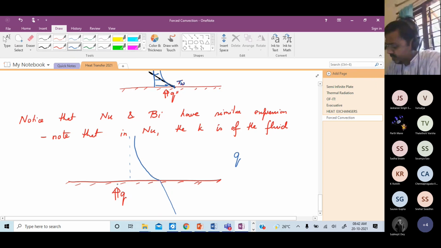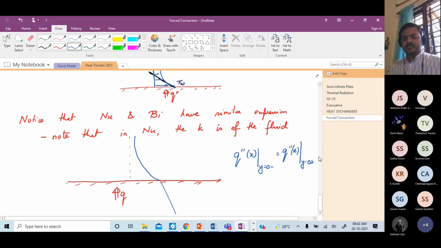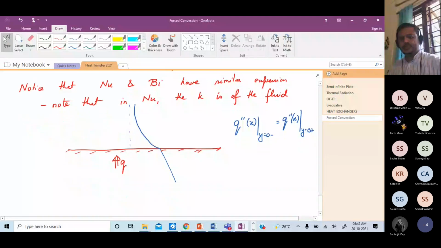See, the heat flux at a certain point that comes to the surface through the solid has to be the same as what gets dissipated. So q double prime x at y equal to 0 minus has to be q double prime x at y equal to 0 plus. Right? Therefore, this q double prime.